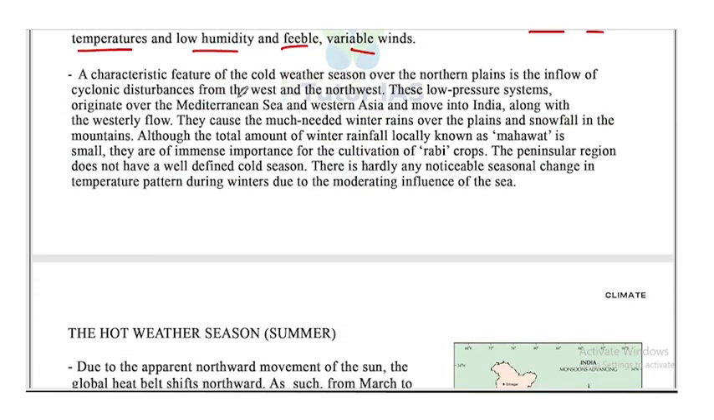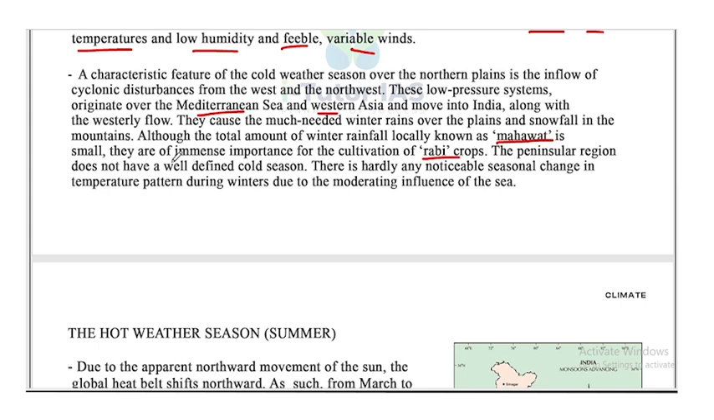A characteristic feature of the cold weather season over the northern plain is the inflow of cyclonic disturbances from west to northwest. This low pressure system originates over the Mediterranean Sea and Western Asia and moves into India along with the westerly flow. They cause much needed winter rains over the plains and snowfall in the mountains. Although the total amount of winter rainfall, locally known as Mahavat, is small, they are of immense importance for the cultivation of rabi crops.